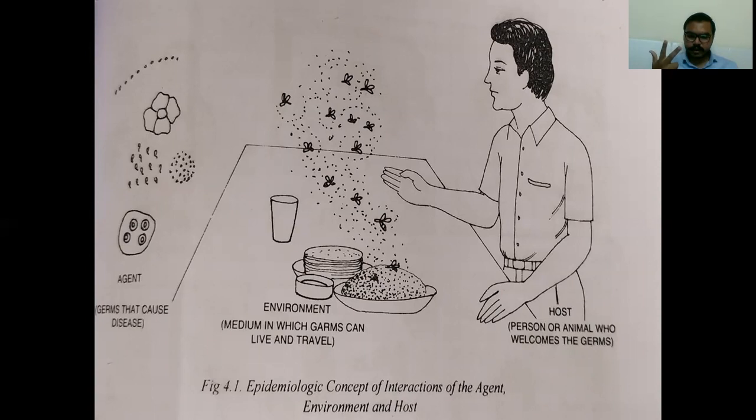And the third point is the host. The host is the man himself. We are the host. The agent reaches us through the environment. So there are three stages: agent, environment, and host. So we are the host. The host is the man himself or animal who allows the agent to enter, survive, and multiply in its body.